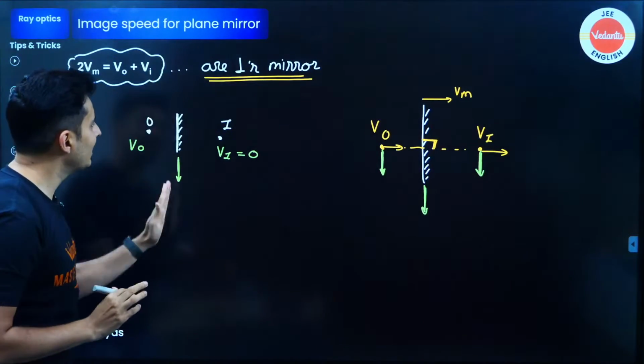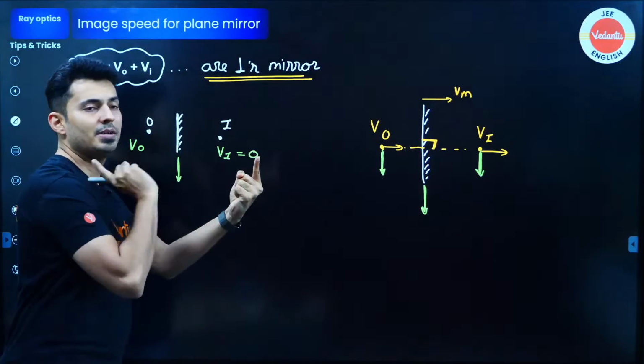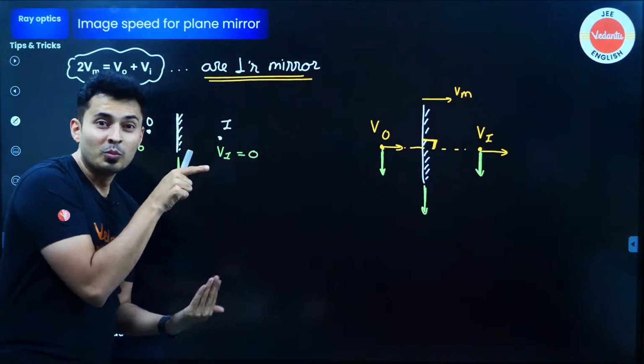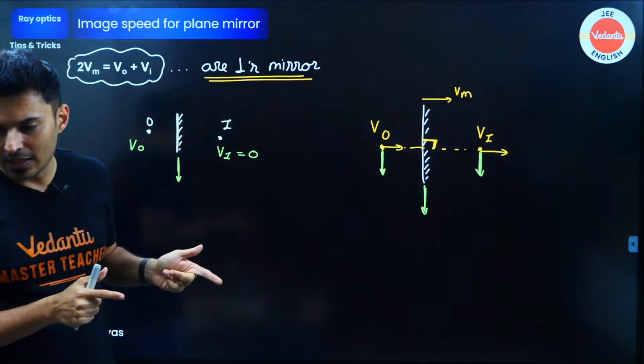Because if the mirror moves like this, what difference does it make? The image will be always in front of the object. Just because you move the mirror, nothing will happen. Is that clear?